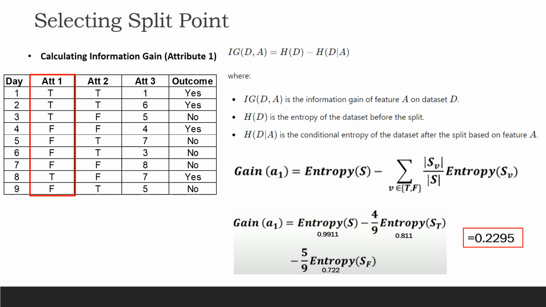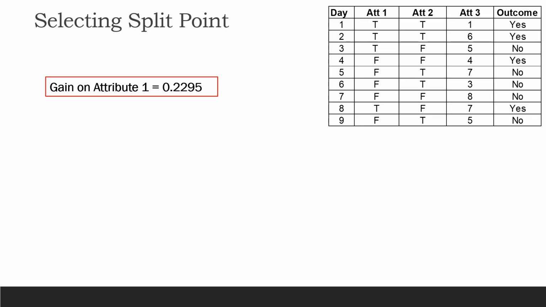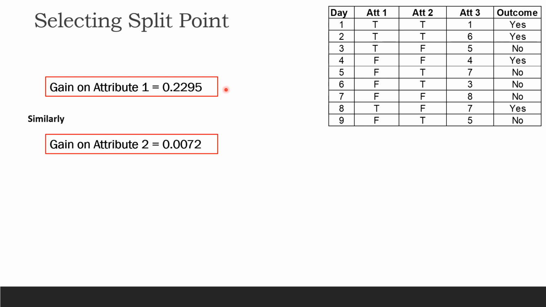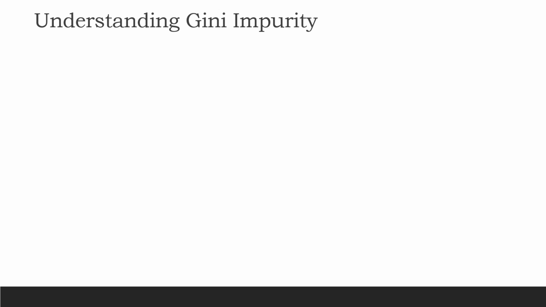So this is the gain of information, or the change in the orderliness of the data, or the change in entropy of the data before and after splitting. Now, this information gain that we have calculated for attribute 1 is also calculated for other attributes. In our case, we have attribute 2, which was found to be 0.0072, which is much less than attribute 1. And hence, we will proceed with attribute 1 on the basis of information gain.